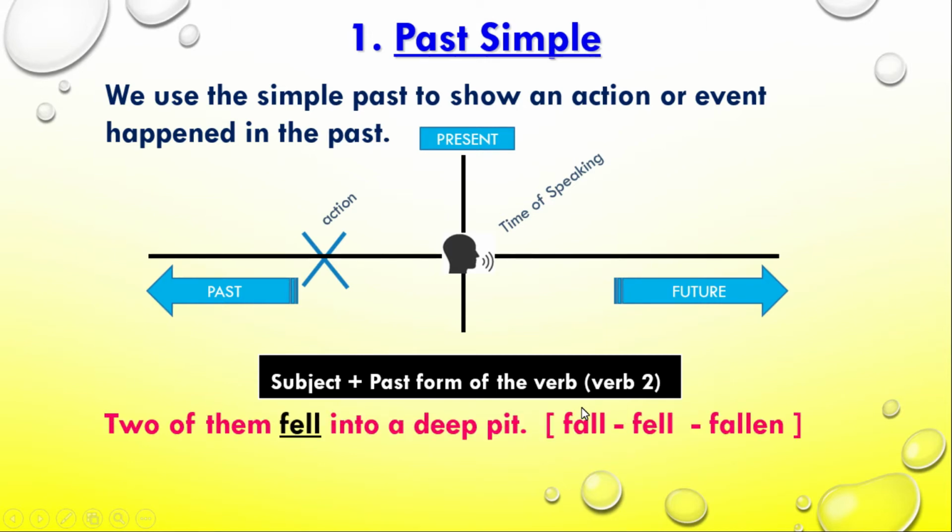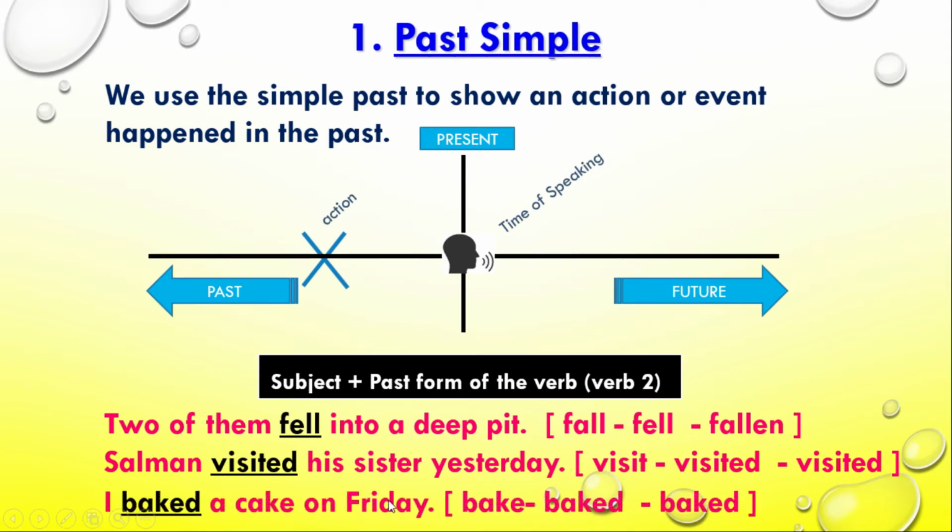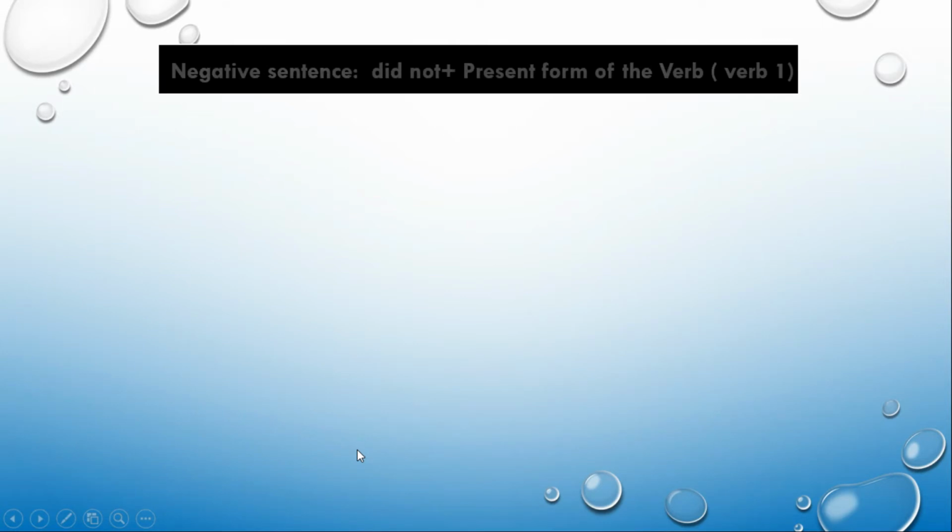See the examples. Two of them fell into a deep pit. Here the first form or base form of the verb is fall. That is verb 1. Fell is verb 2 and the third form is fallen. Here we use the second one, that is fell. Salman visited his sister yesterday. See here, visited is the second form. I baked a cake on Friday. Baked is verb 2.